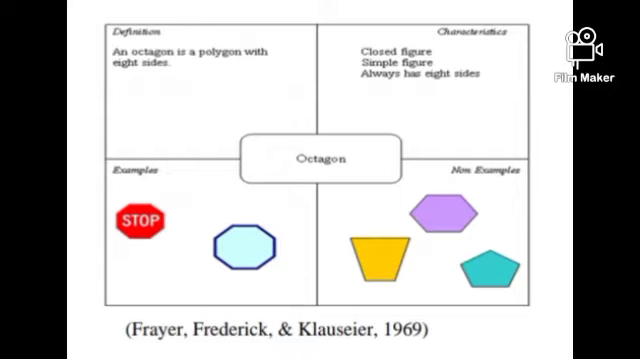And step three, list characteristics or attributes. The students have listed 3 attributes of an octagon. Number one, it is a closed figure. Number two, it is a simple figure, which means that it is a plain figure that can be drawn in the Cartesian plane or the rectangular coordinate system or the two-dimensional space. And three, it always has 8 sides. Another characteristic which is not listed here is there are 8 interior angles in an octagon.